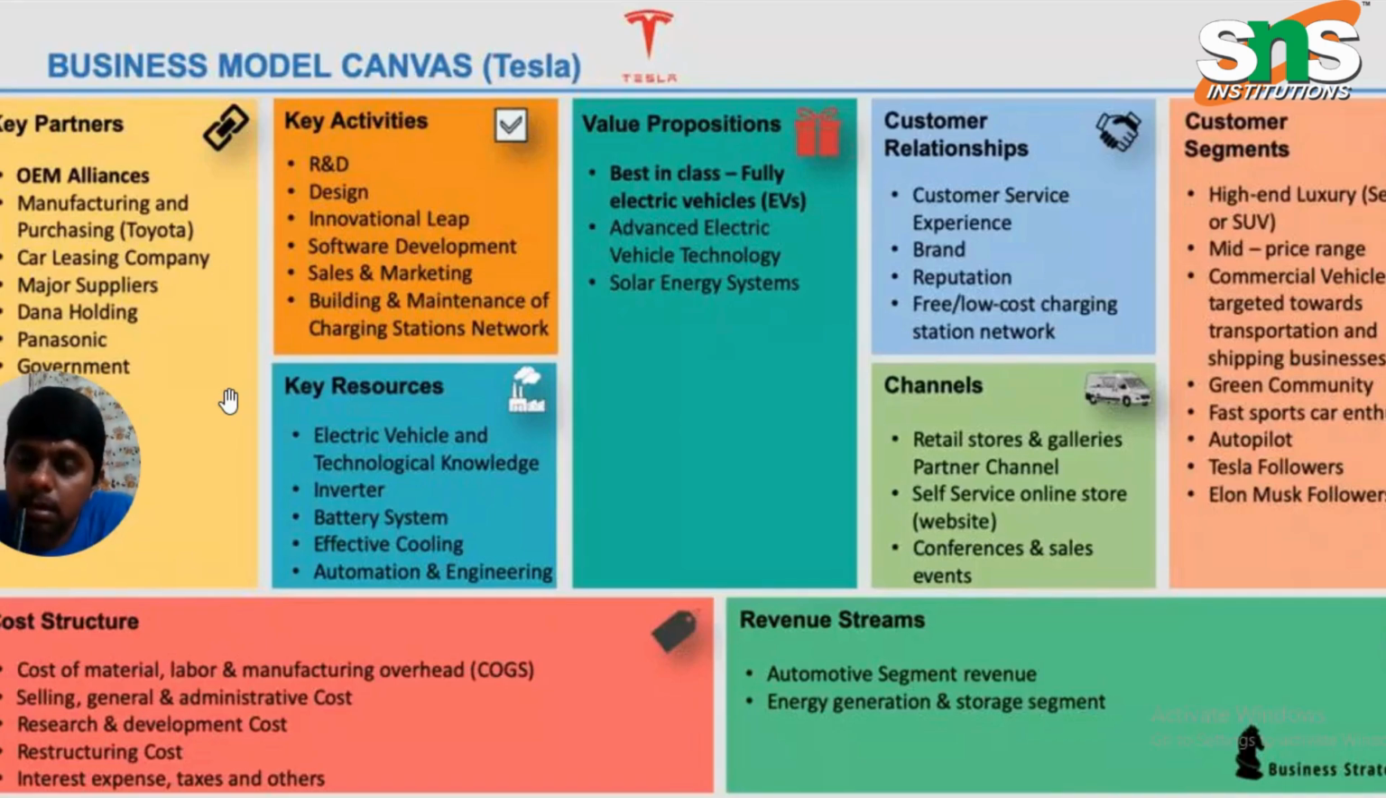Their cost structure is entirely about the cost of material, and labor and manufacturing overhead is very low. They have to consider restructuring cost, interest expense, taxes and others, and the research and development cost, which may be low or leading. The revenue streams come from the automotive segment or the energy generation and storage segment. Accordingly they have to develop their system.